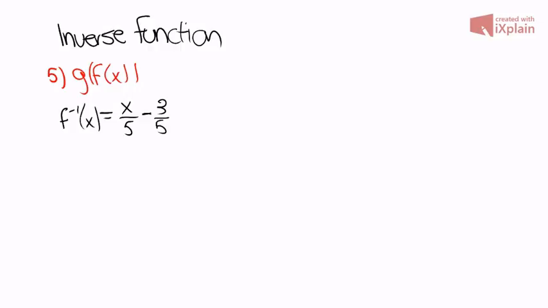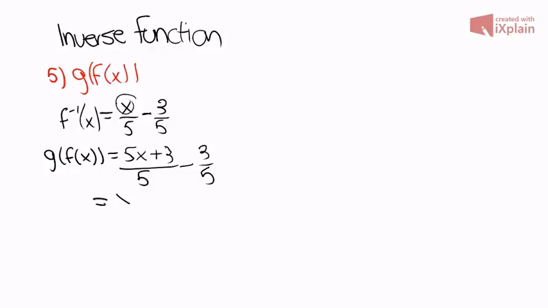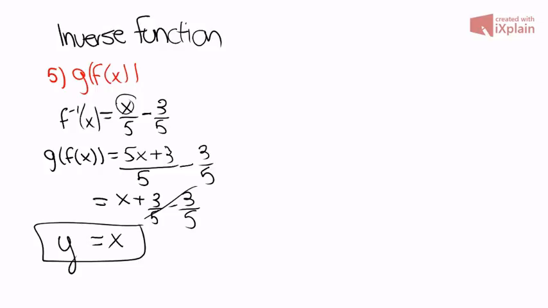We need to see where our variable is, and we need to substitute it with our original function. So the g of f of x would be our original function, which is 5 times x plus 3 over 5 minus 3/5, and this would be x plus 3/5 minus 3/5, and we eliminate this one, and ta-da, we're having y equals x. So our inverse function is a correct one.